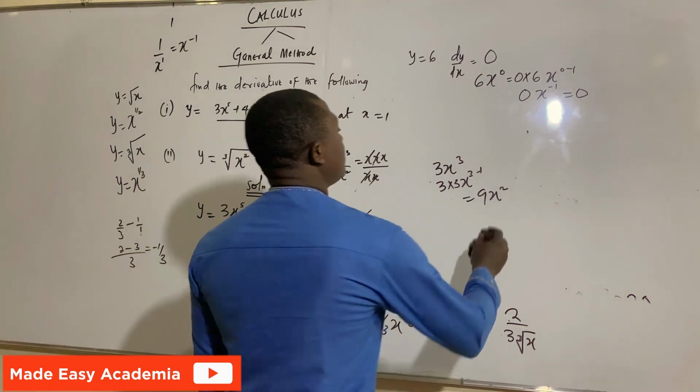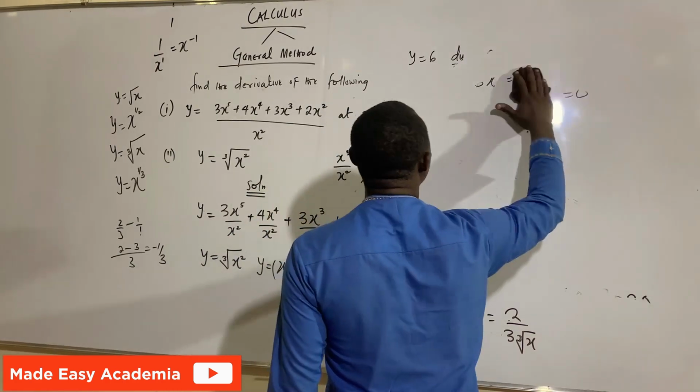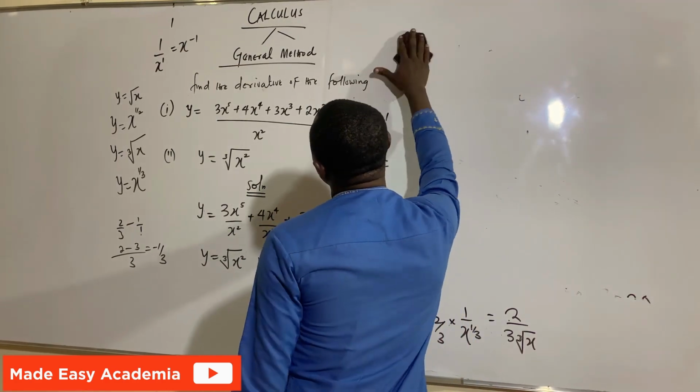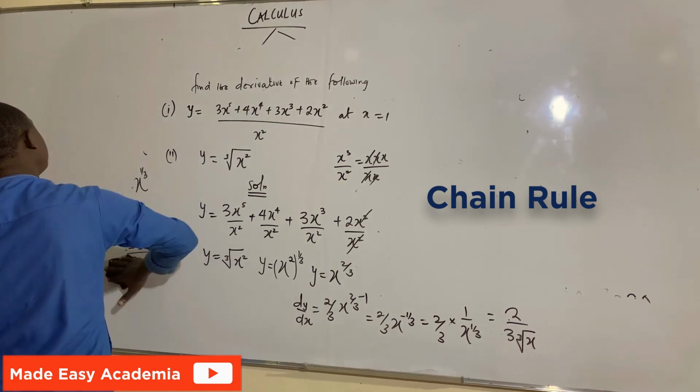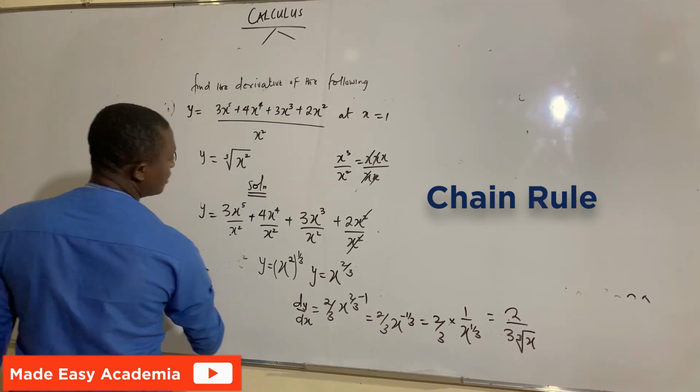Now, fine. So that's all about the general method. So let's see another method. We have what we call the chain rule, which we call function of a function. Chain rule.